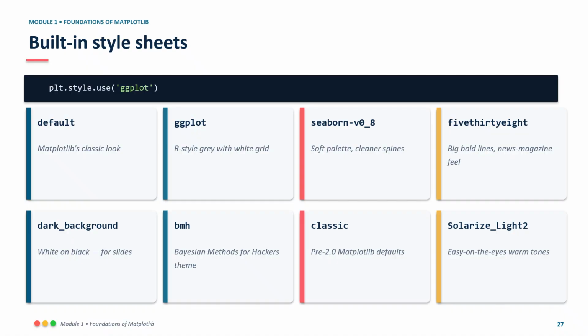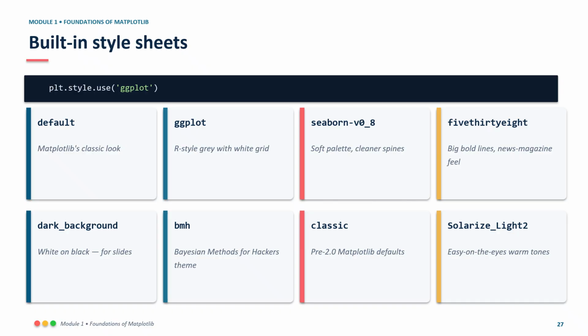And if you don't want to set the individual rcParams, Matplotlib has built-in style sheets, which give you a complete visual makeover in a single line, like plt.style.use('ggplot'). So that's it.